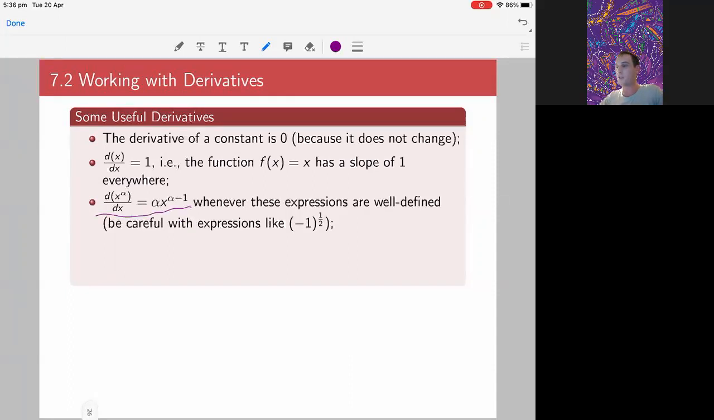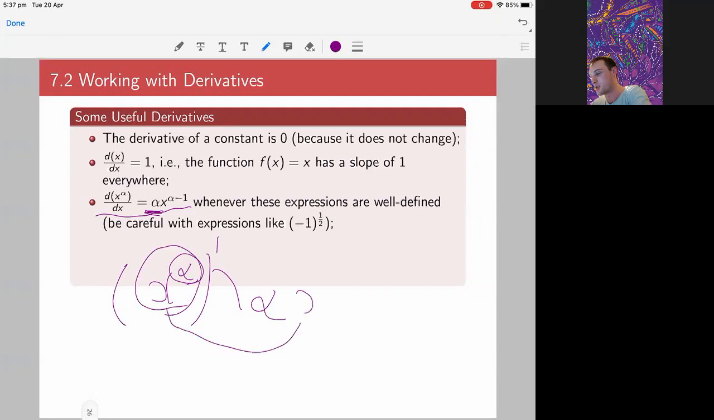If you have a function which is equal to x to the power of some alpha, then the derivative of that is found by putting that alpha out the front, and you go x to the power of not alpha this time, but alpha minus 1. So really what happens is, if you're differentiating, this alpha goes there, and this whole expression goes over here, but you've got to subtract 1 from that.